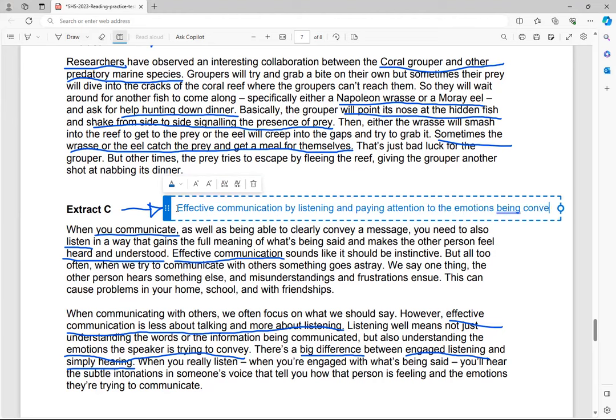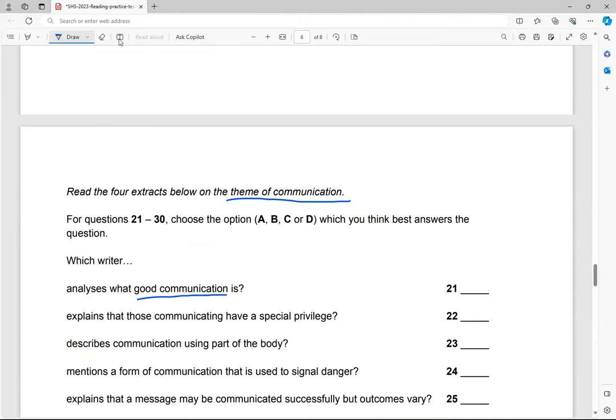And what I'm writing down, these key ideas, they're nothing new. They're just the words that I've gotten together from the key ideas and main concepts that I've underlined. So just remember the answer is always on the paper in front of you in reading tests. You don't really have to come up with anything too new. You just have to look carefully and pay attention to what you're reading. So let's go back to the questions. Question 21 asks us, which writer analyzes what good communication is? And we know that this is going to be extract C, because extract C talks about effective communication. Good communication is just effective communication. So it's extract C.